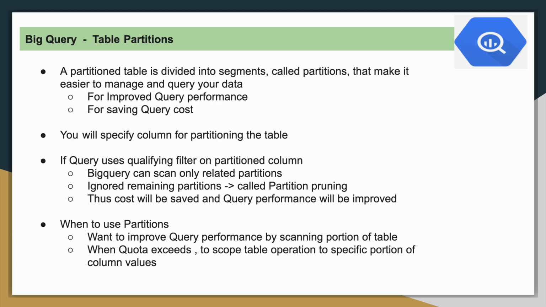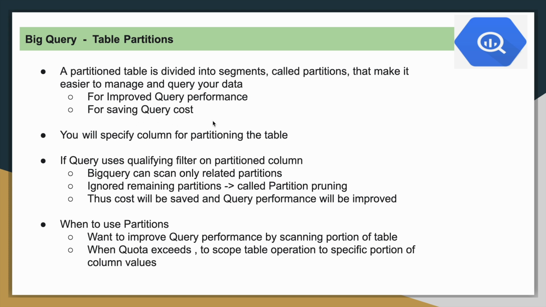As most of you already know, a partitioned table is divided into segments, which we call partitions. That makes it easier to manage and query your data. There are two major end goals to partitioning a table: one is to improve the query performance, and the other is to save your query cost.